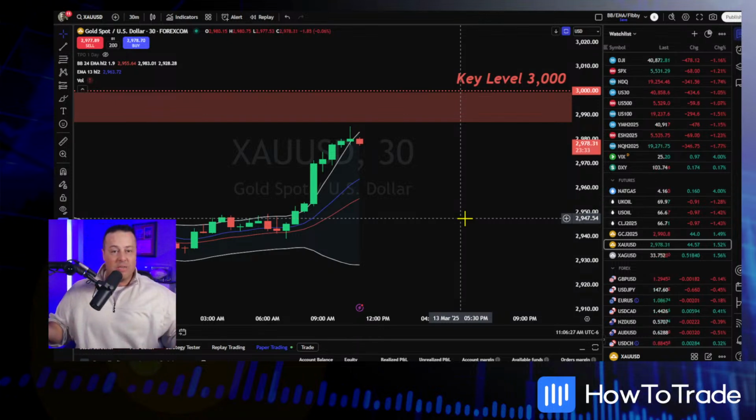I believe it's what is Boolean logic. If this happens, then this is likely to happen. If-then statements. That's basically how I run my trading, and it's simple.